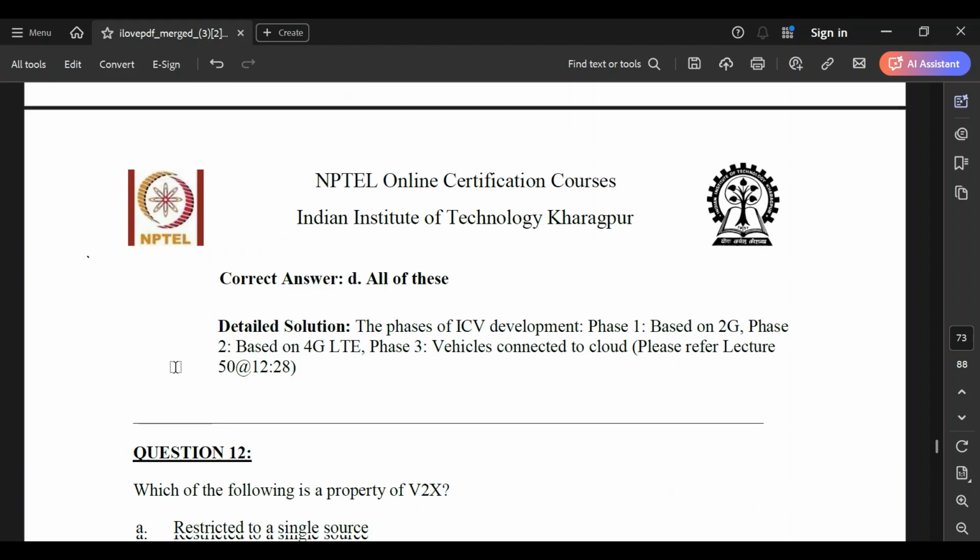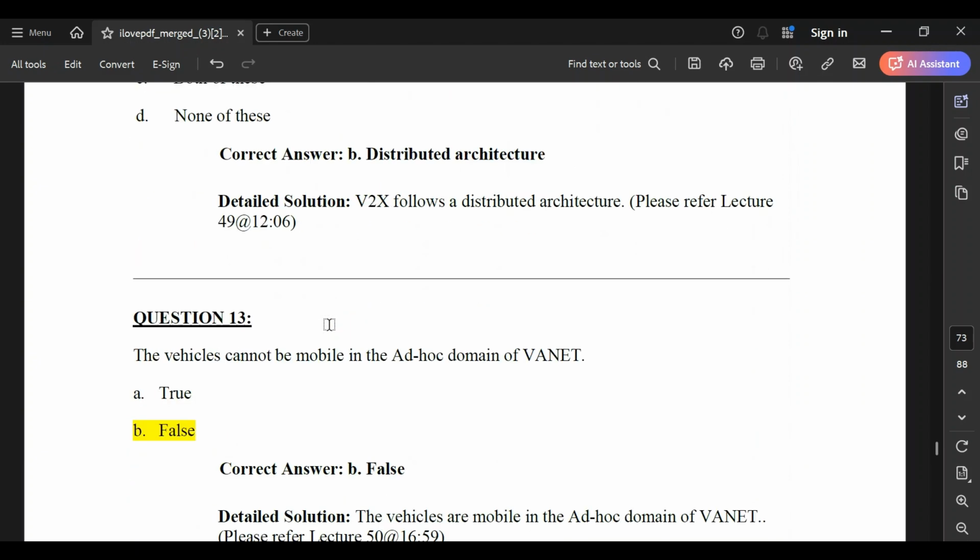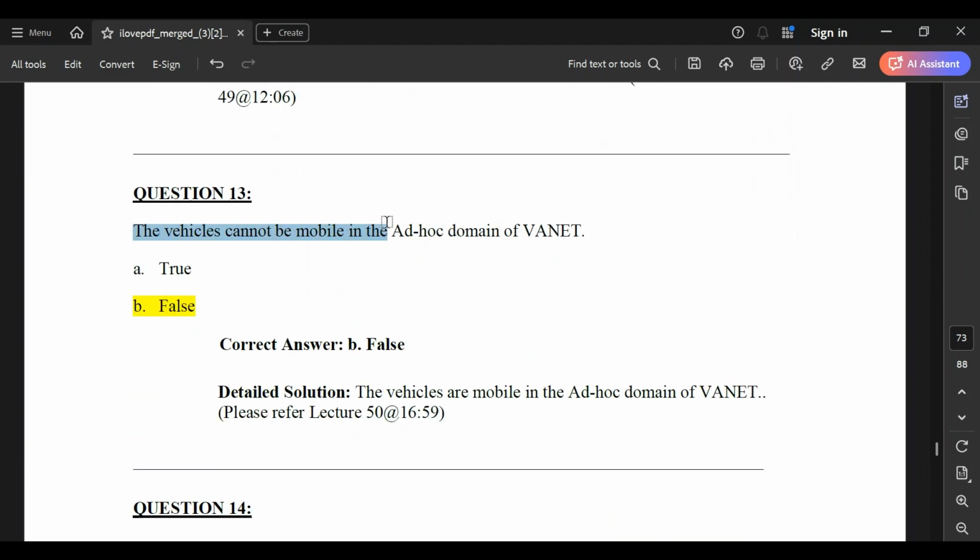So moving to the next question. Which of the following is a property of V2X? Distributed architecture is there. The vehicles cannot be mobile in the ad hoc domain of VANET.